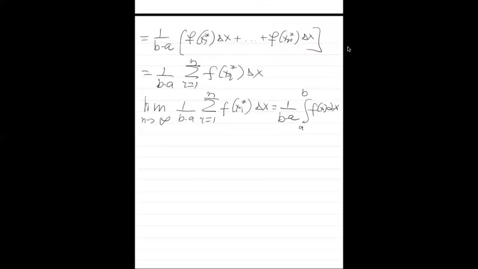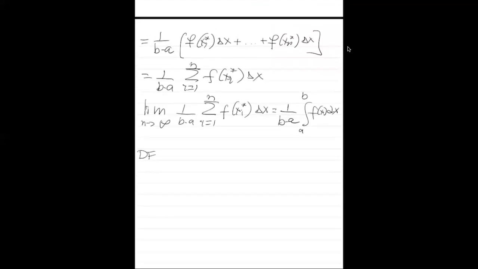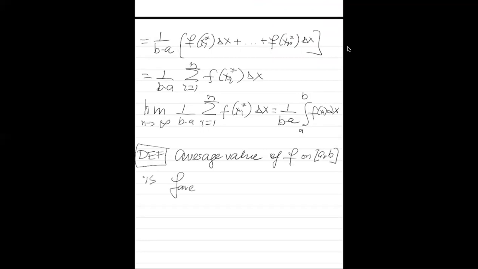So here's a definition of the average value of a function. The average value of a function f on the interval from a to b is f average equals 1 over b minus a times the integral from a to b of f of x dx. So that's all there is. Pretty simple definition. It's a definite integral which we divide by b minus a.